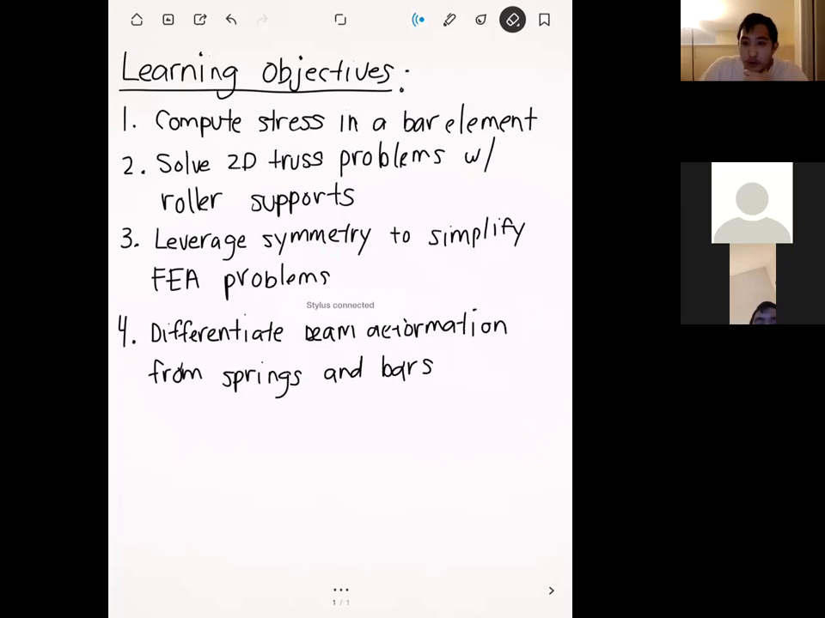Yeah. So we're following up from the last lecture. So we're still on lecture notes 03 for truss equations.